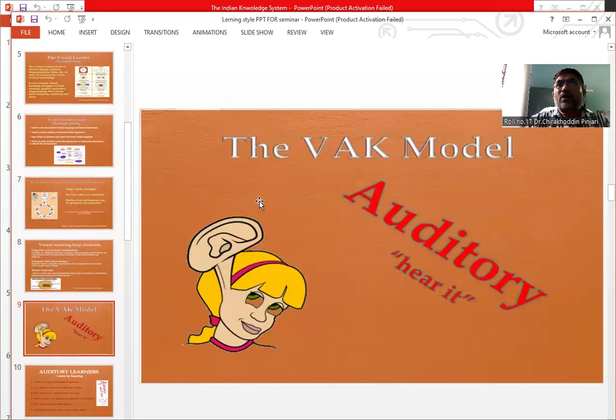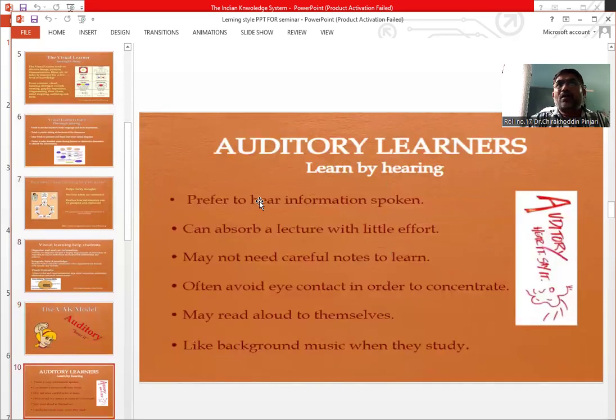The VARK model: auditory, hear it. Auditory learners learn by hearing, prefer to hear information spoken, can absorb a lecture with little effort, may not need careful notes to learn, often avoid eye contact in order to concentrate, may read aloud to themselves, and like background music when they study.